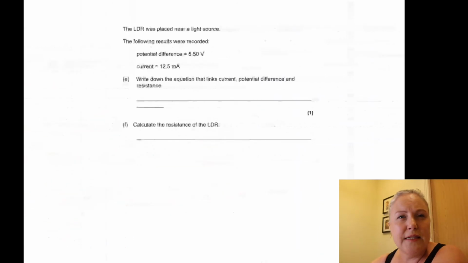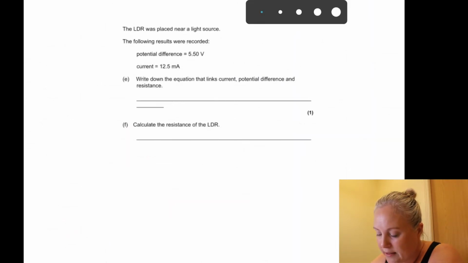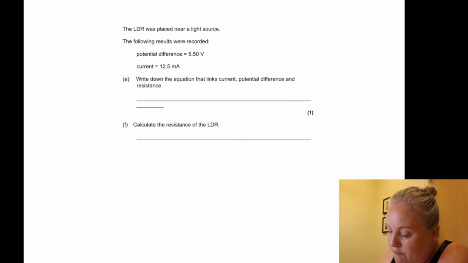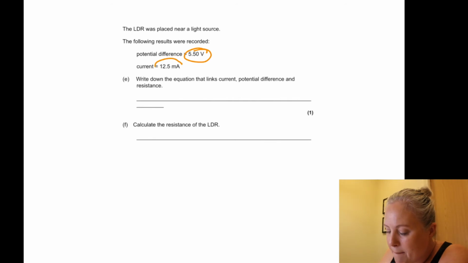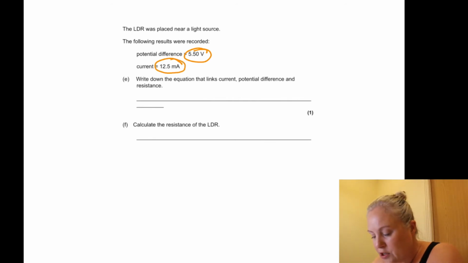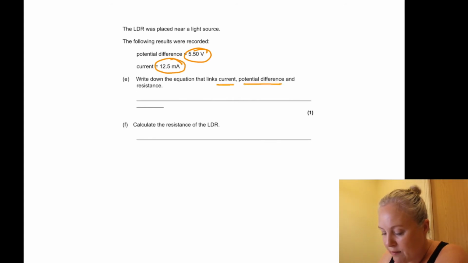So here's another question. Let's have another look at these questions, break it down and work out what it's asking us. So the LDR was placed near a light source. The following results were recorded. Potential difference is 5.5 volts. The current is 12.5 milliamps. Write down the equation that links current, potential difference and resistance.